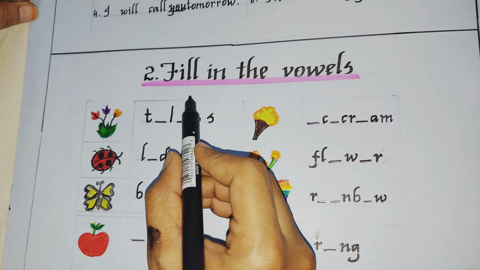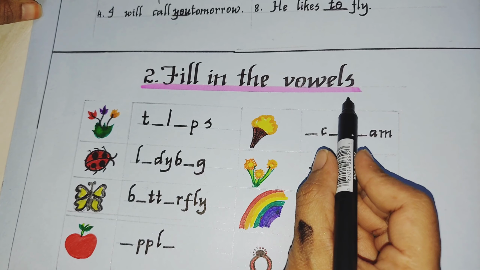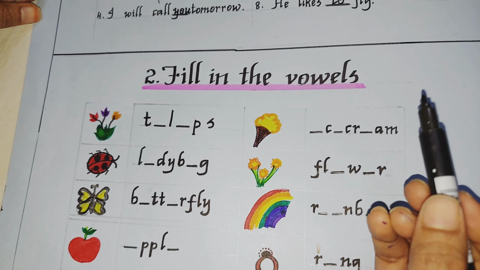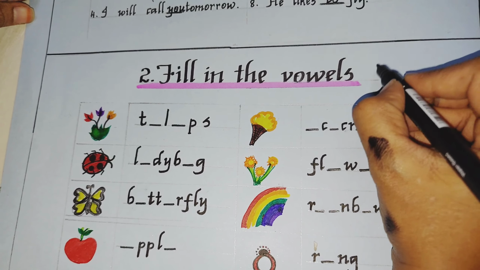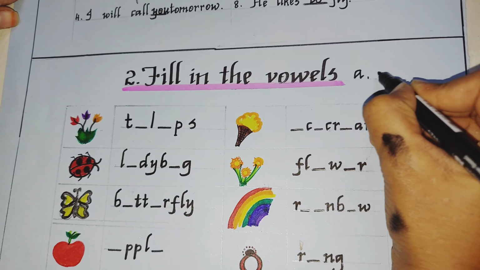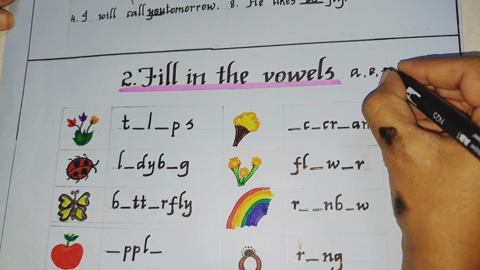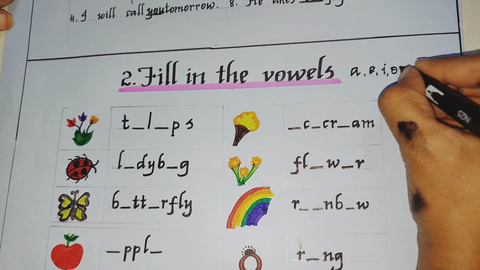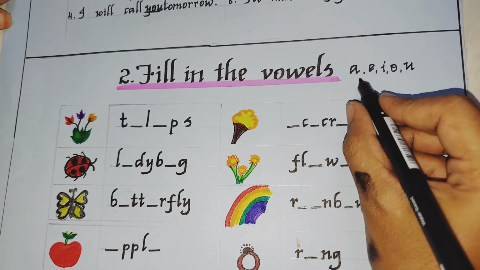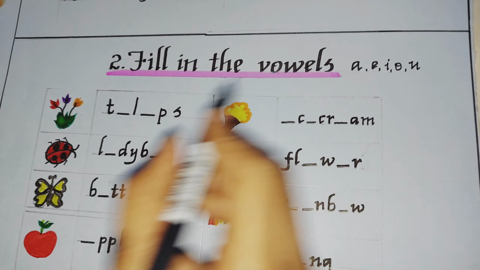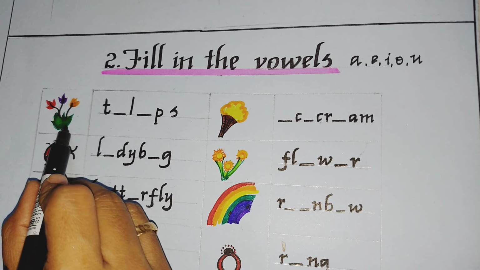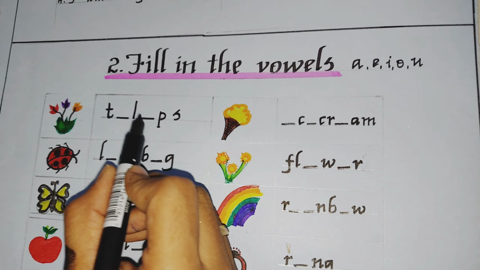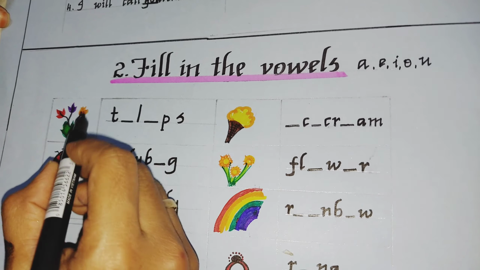The next worksheet is fill in the vowels. The vowel letters are A, E, I, O, U. These are the vowel letters. Now, by seeing the picture, we are going to fill in the vowel letters.